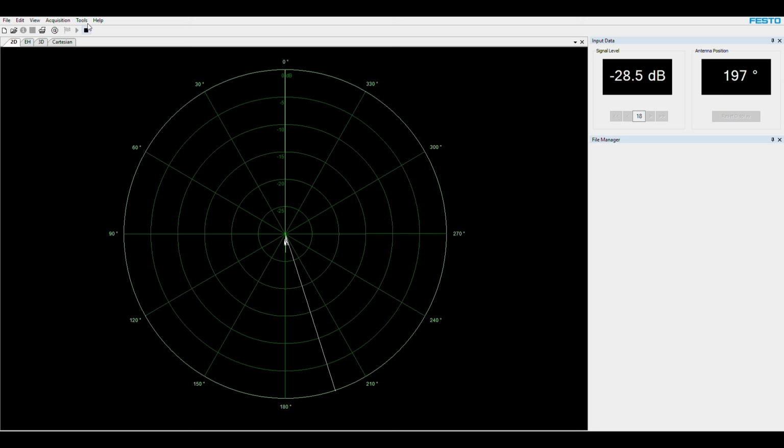As you see, we don't get anything. The reason is I forgot to start the RF power. So I'm just going to start the RF power and we go back to the measurement. So I'm going to stop the measurement and go start the power.